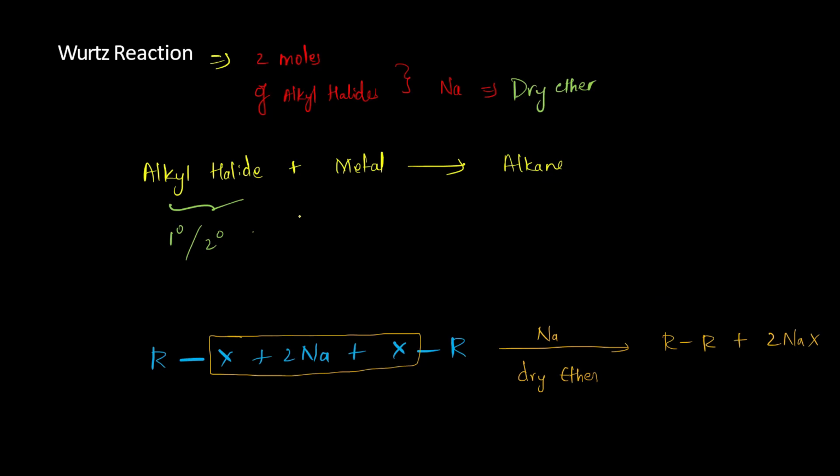So how does the Wurtz reaction happen? In this method, we are taking 2 moles of this alkyl halide. You can see here, this is the first mole and this is the second mole. Those 2 moles you are reacting with sodium metal in presence of dry ether, and you are getting an alkane. Here, the alkyl halide could be primary or secondary. Any doubts? So what is the Wurtz reaction? No, sir. Awesome. Good.